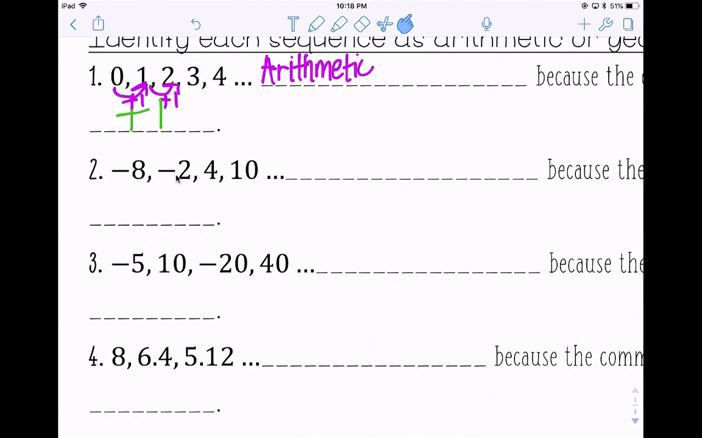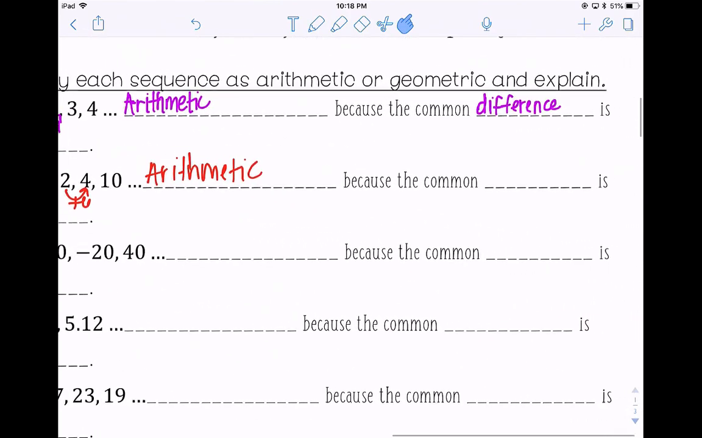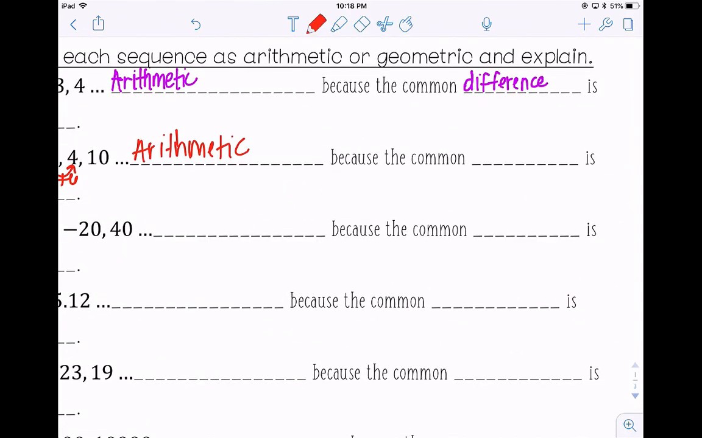So -8 plus 6 is -2. -2 plus 6 is 4. 4 plus 6 is 10. So this is also going to be an arithmetic sequence because we're adding 6 over and over again. So from there to there is plus 6, there to there is plus 6. So arithmetic is when we add or subtract. In this case, we're adding. So this would be an arithmetic sequence. Because the common difference, again, so this is going to be difference.